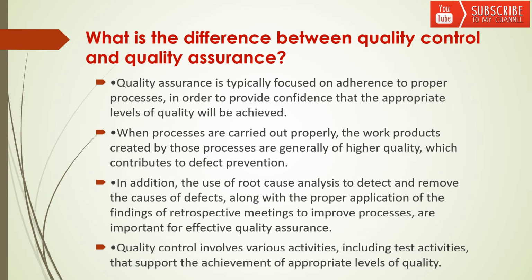When the processes are carried out properly, the work products created by those processes are generally of higher quality, which contributes to defect prevention. In addition, the use of root cause analysis to detect and remove the causes of defects, along with the proper application of findings from retrospective meetings to improve processes, is important for effective quality assurance. Quality control involves various activities, including test activities that support the achievement of the appropriate level of quality.